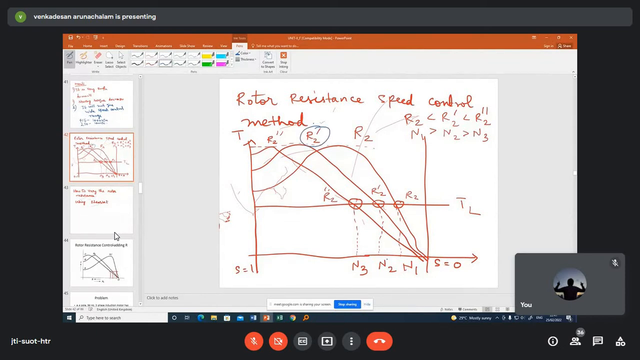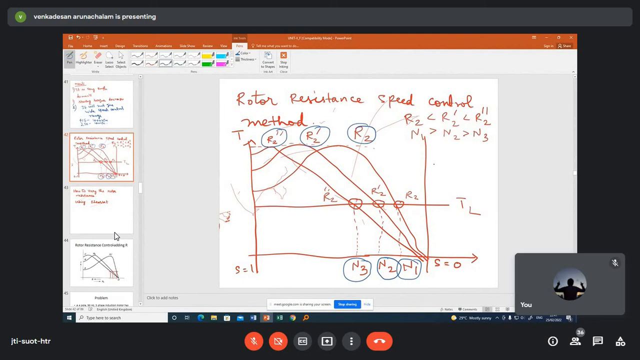the operating speed is N2. For the resistance R2 double dash, the operating speed is N3. So from this we can understand that when we vary the rotor resistance, the speed can be varied. Right? So N1 is greater than N2, that is greater than N3. So this is the rotor resistance speed control method.